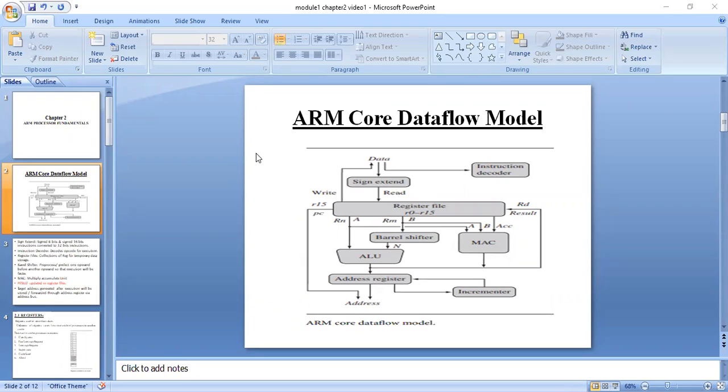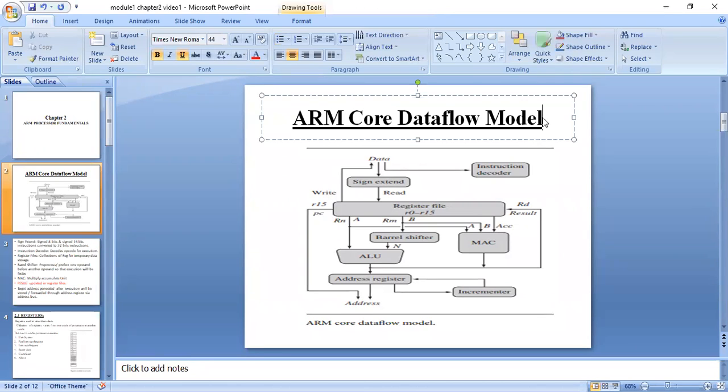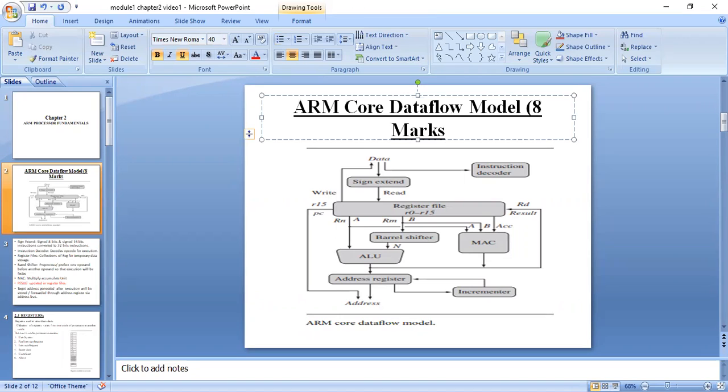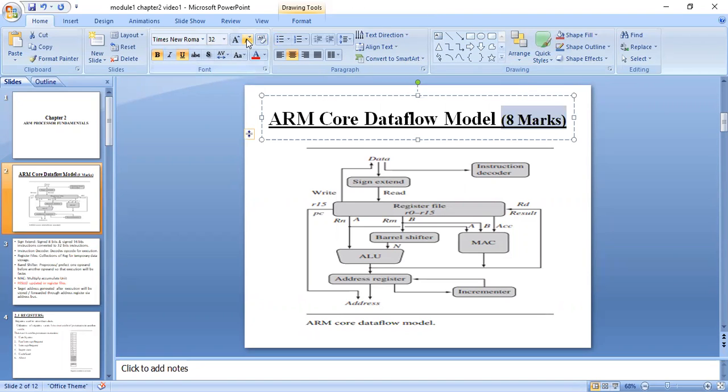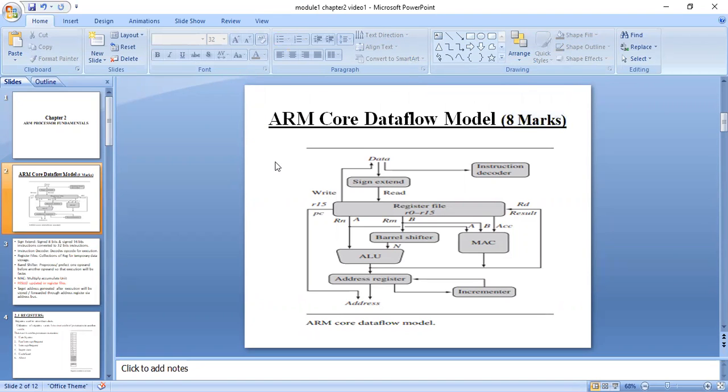Okay, here we shall start now. One of the 8 marks questions here: explain the ARM core data flow model. Please concentrate more. This is one of the definite questions in the examination.